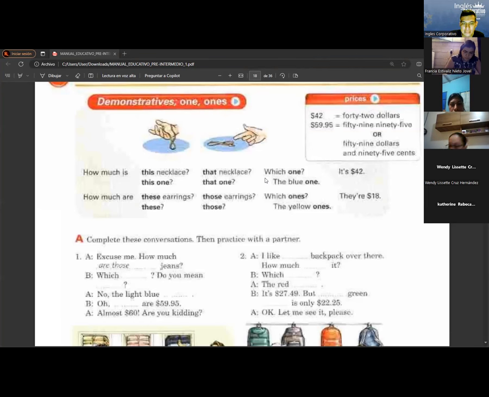How much are these earrings? How much are those earrings? How much are those? Which ones? ¿Cuáles? Which ones? The yellow ones. Okay, no sé si existe alguna pregunta con el uso de one or ones.